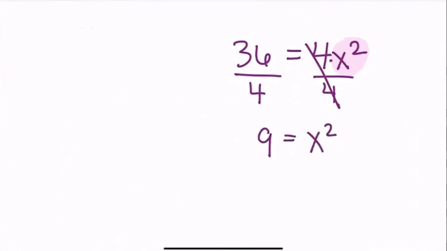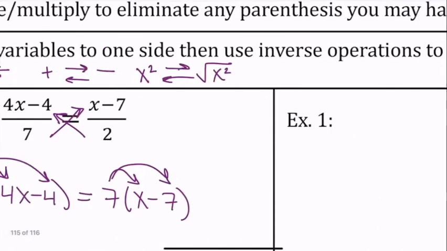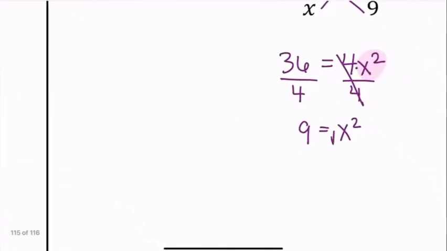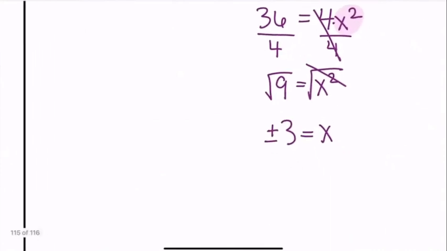Right now I have x squared. I'm going to undo that as well. Remember here, the inverse of x squared is to take the square root. So square root here and there. The square root of x squared is just x. The square root of 9 is positive 3 and negative 3. So we're going to write it like this, positive or negative 3. So we have 2 answers.